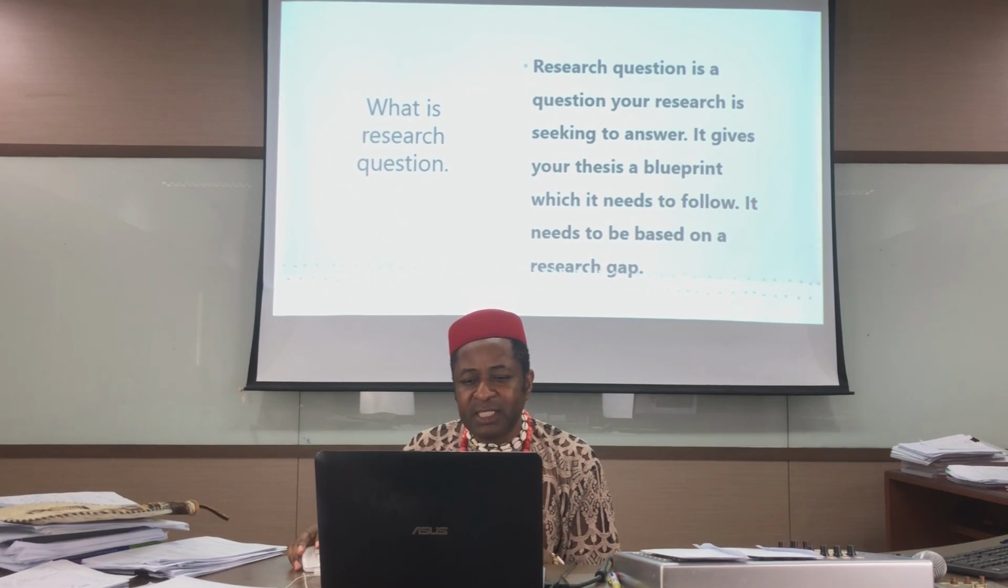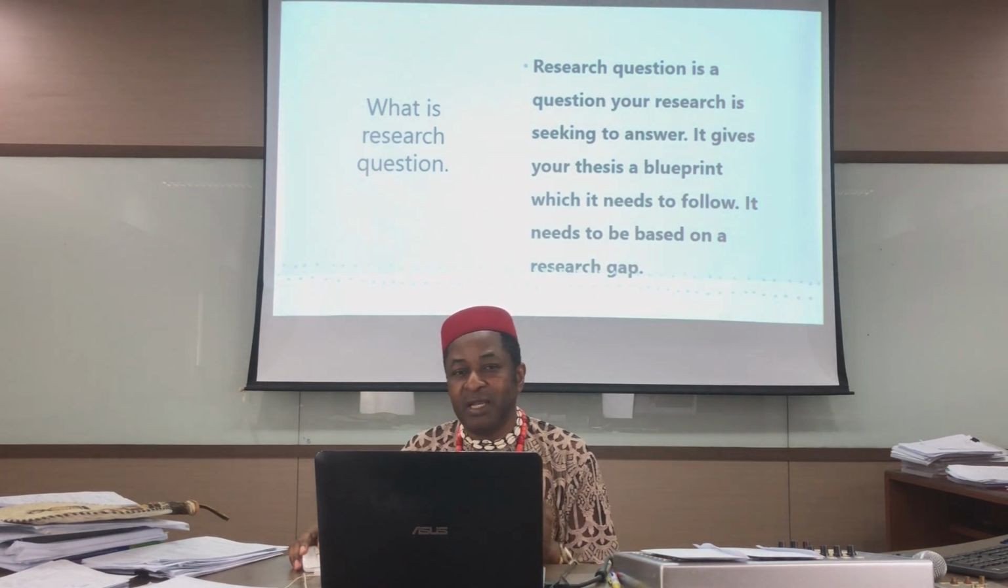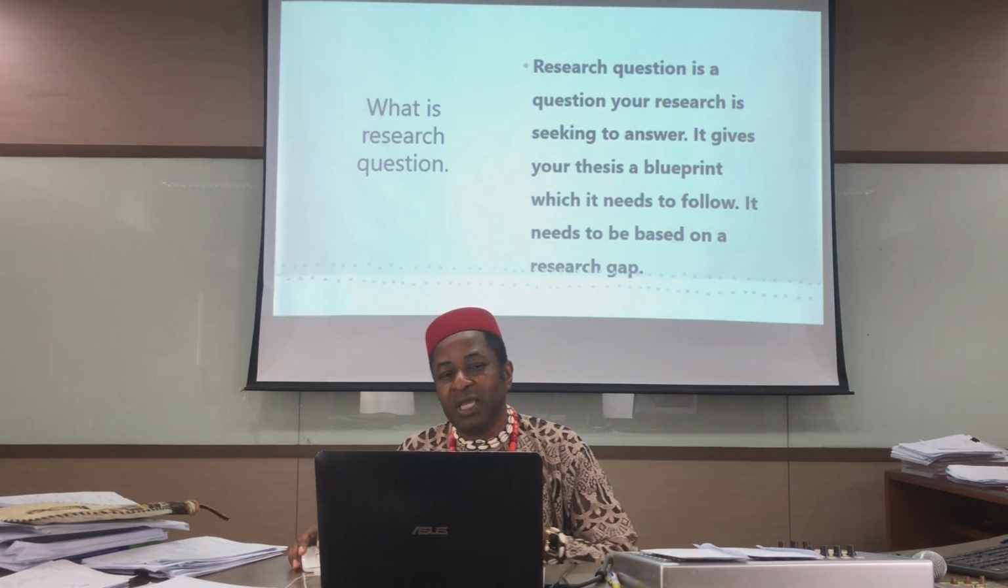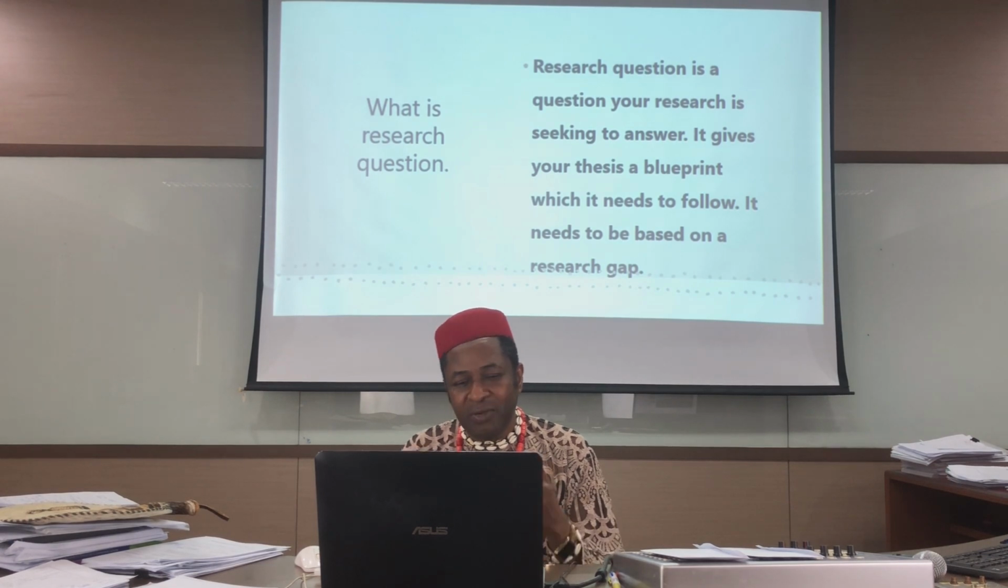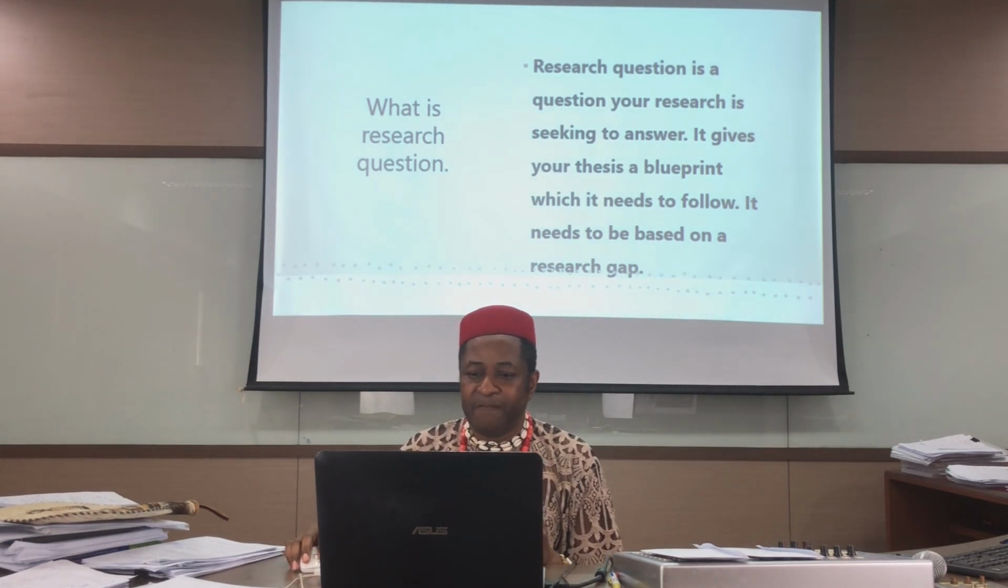It gives your thesis a blueprint which it needs to follow. Correct? It needs to be based on a research gap because there are problems here and there. Some people must have written the same thing, but they created a gap. You read it, you found the gap, and you filled it in your paper.